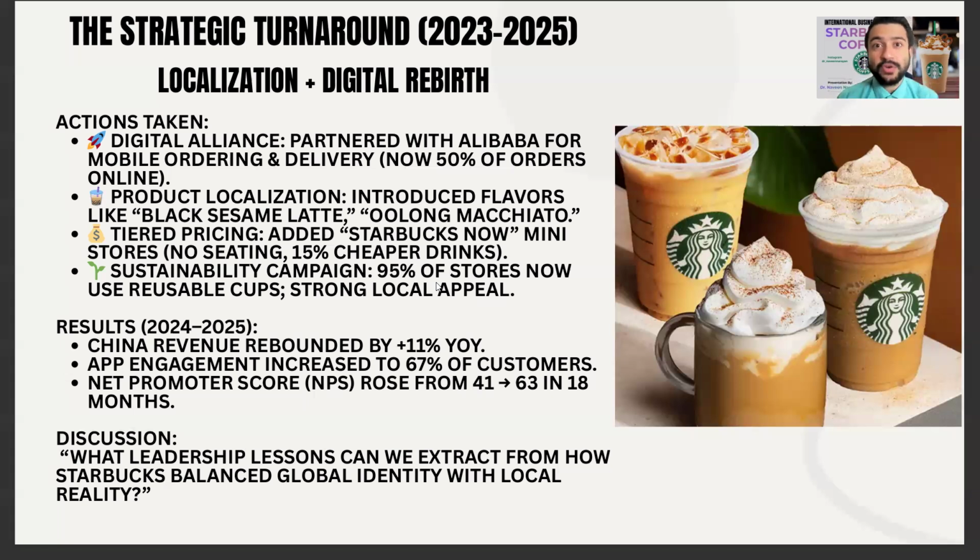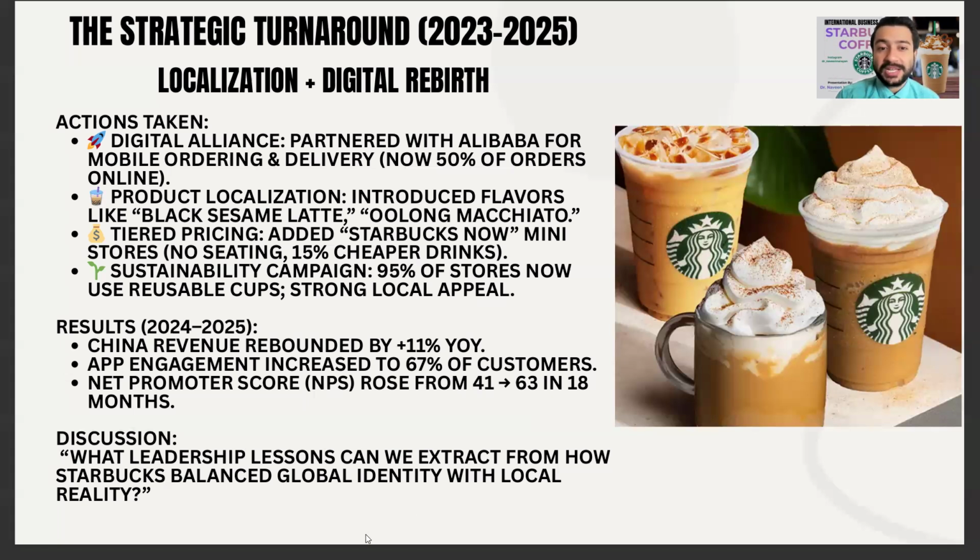China's whole revenue got an 11 percent hike. Why? Because app engagement jumped from 35 percent to 67 percent. In the previous slide, I told you there was 32 to 35 percent of app usage at Starbucks. But after this wonderful idea of implementing localization and digital rebirth, having small shops in the local areas and connecting with local brands and local drinks, what happened? From 34 percent to 67 percent, app engagement jumped.